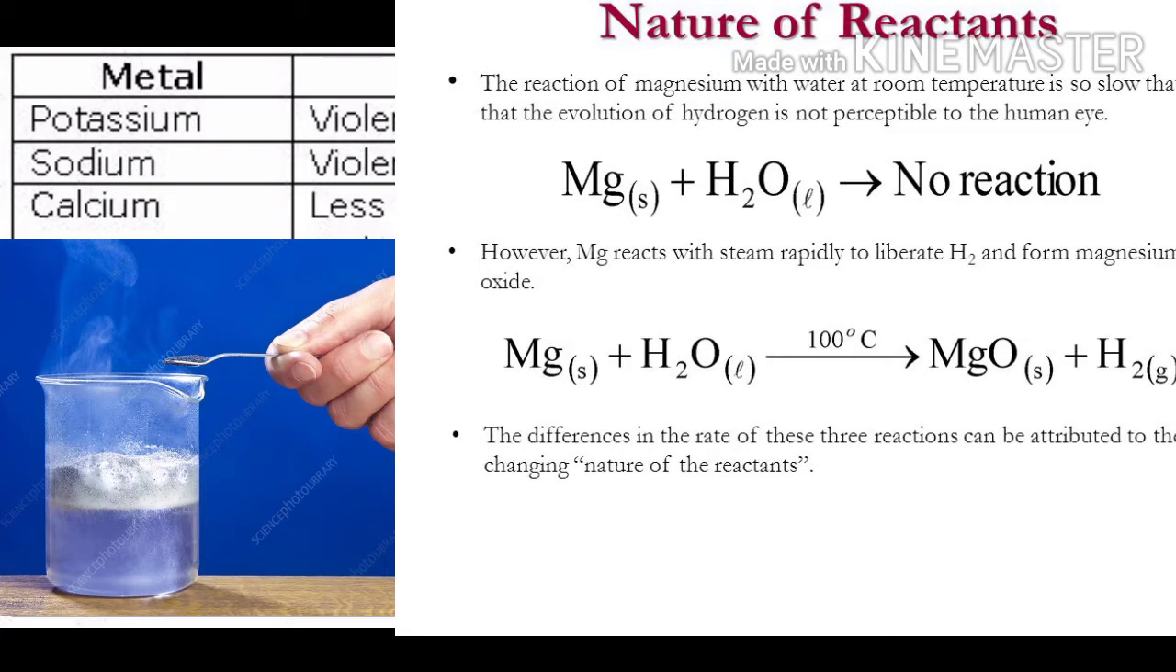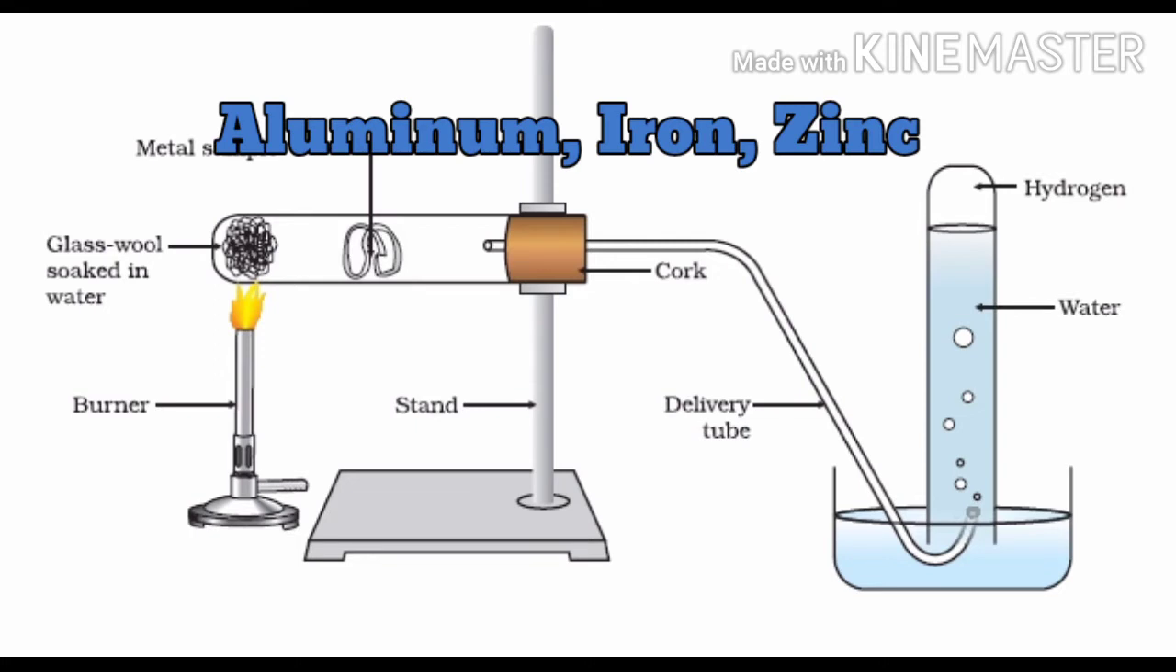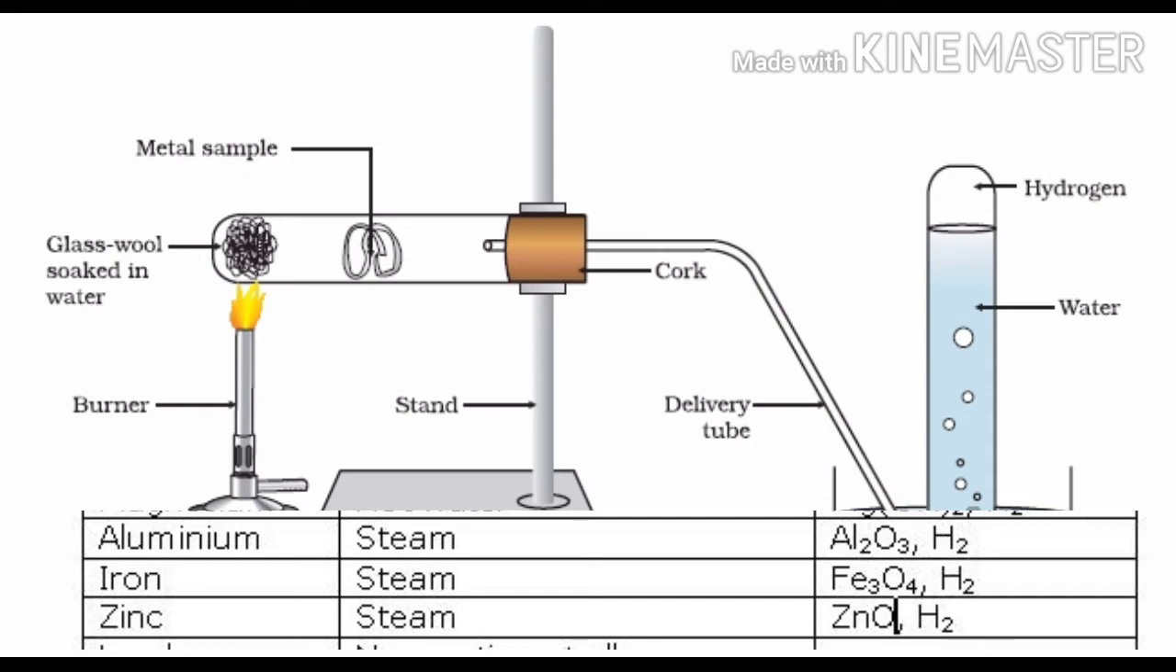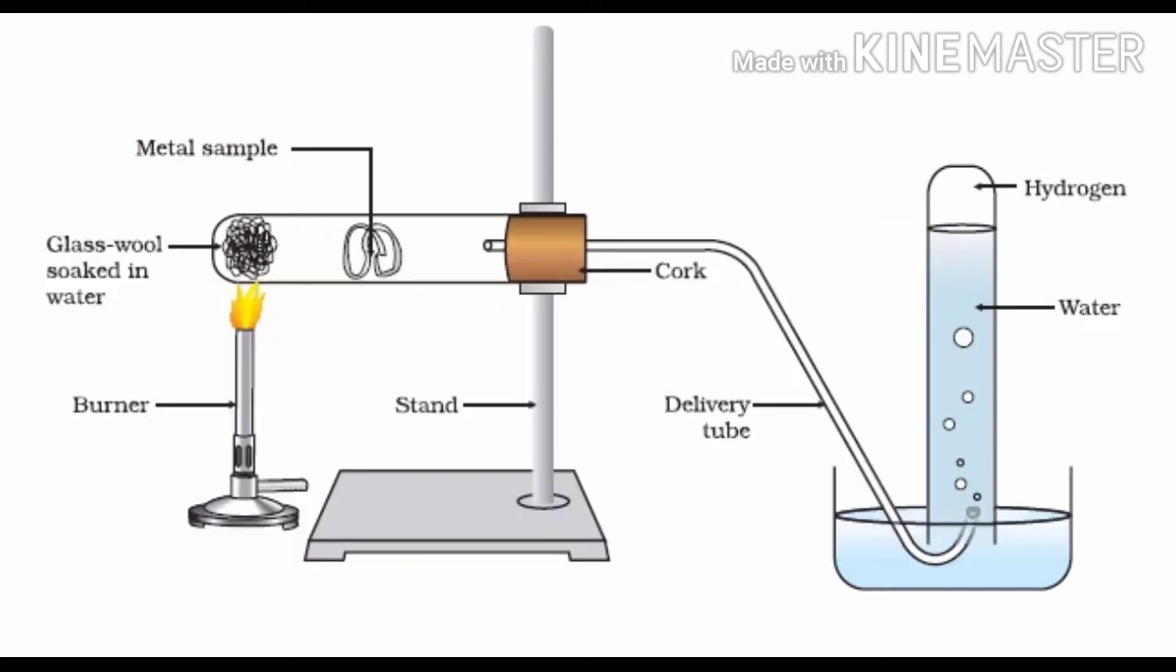Magnesium does not react with cold water. It reacts with hot water to form magnesium hydroxide and hydrogen. It also starts floating due to the bubbles of hydrogen gas sticking to its surface. Metals like aluminium, iron and zinc do not react either with cold water or hot water, but they react with steam to form the metal oxide and hydrogen. And metals such as lead, copper, silver and gold do not react with water at all.